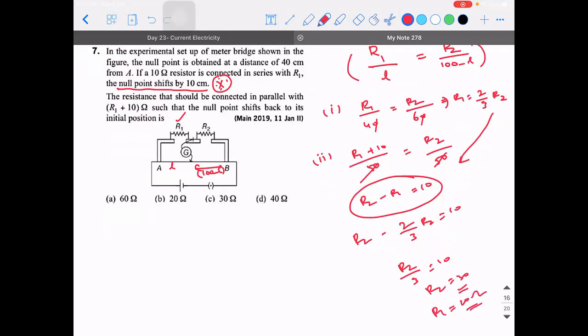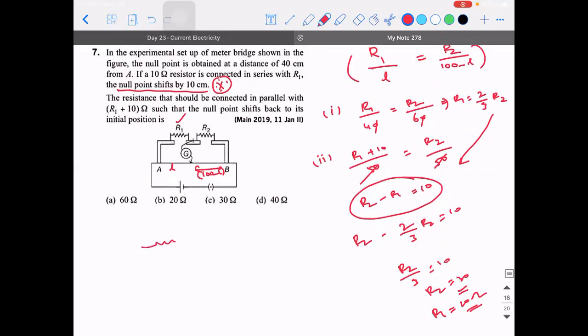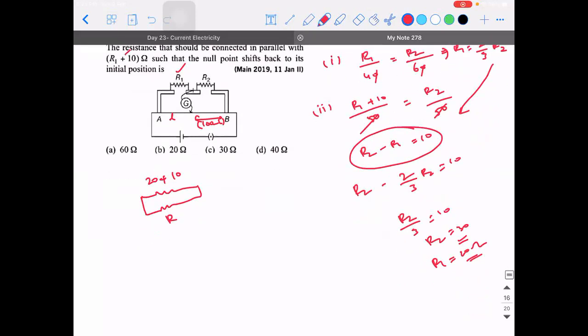Since you have found the values, now think of the next scenario. There is already a resistance of 20 ohm. To the 20, you have added 10. So R1 plus 10. To this, you need to connect a resistor, let's say resistance R, in parallel such that the balancing length comes back to 40 centimeter. So 30R divided by (30 plus R), the whole divided by L is equal to how much?